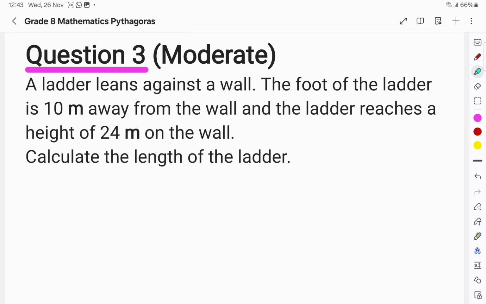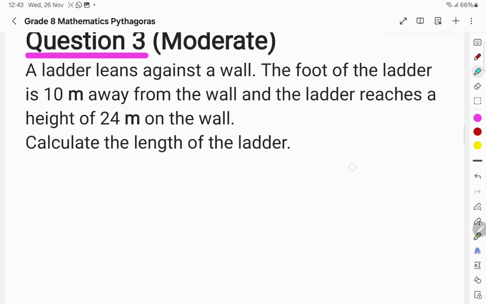Question 3. Now this is more visual. You need to see the picture, how it relates to Pythagoras, and then you also must know that you must use Pythagoras in this. Okay, so the more you do, the more you're going to get used to where to use what. So a ladder leans against a wall, and the foot of the ladder is 10 meters away from the wall. So if I had to draw a wall, there's the wall, and the ladder is leaning against the wall. So let me just do it like this so we can see that that is the ladder.